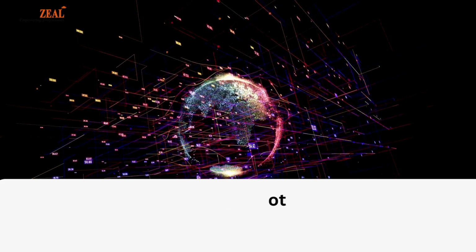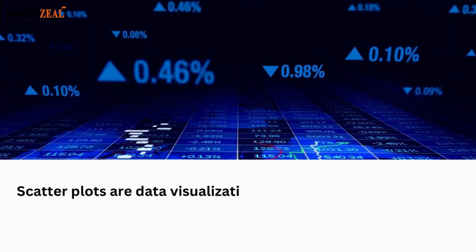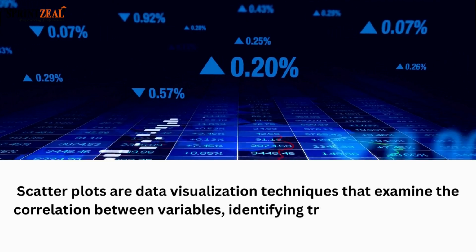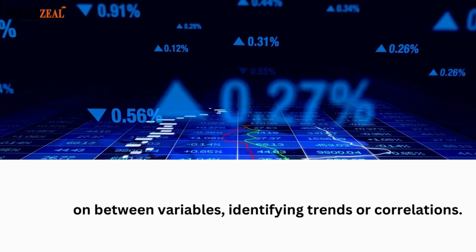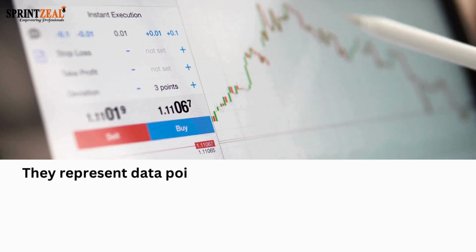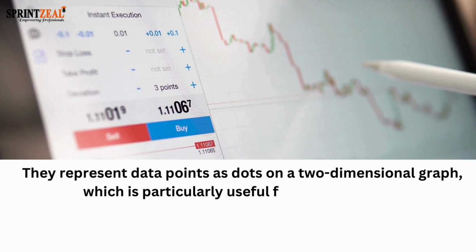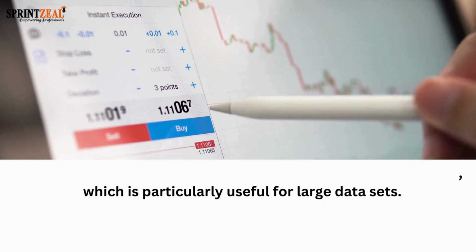Scatter plot. Scatter plots are data visualization techniques that examine the correlation between variables, identifying trends or correlations. They represent data points as dots on a two-dimensional graph, which is particularly useful for large data sets.